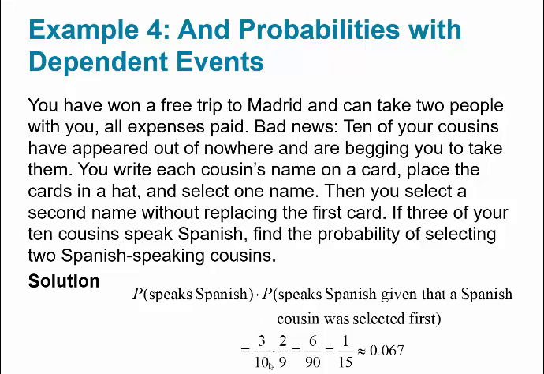But then when you go to get the second one, if the first person you selected did speak Spanish, well, then there were only 2 Spanish-speaking cousins left, divided by, well, if you took one person out, now there's only 9 left. So this is 3 times 2 gets me 6, 10 times 9 gets me 90. So notice how the probability that happens next changed here. So this just reduces to 1 out of 15. There's roughly a 0.067 chance that this would happen.